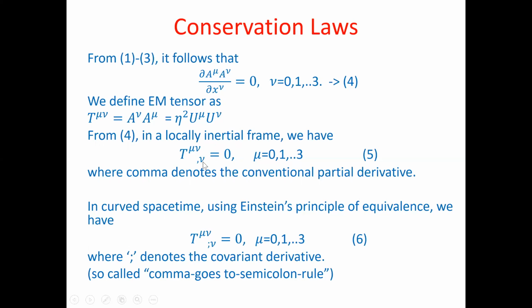Here, comma denotes the conventional partial derivative. That's d over dx. Nu is written as comma here. So in curved spacetime, using Einstein's principle of equivalence, we replace this comma by semicolon. Here semicolon denotes the covariant derivative. So, the so-called comma goes to semicolon rule.